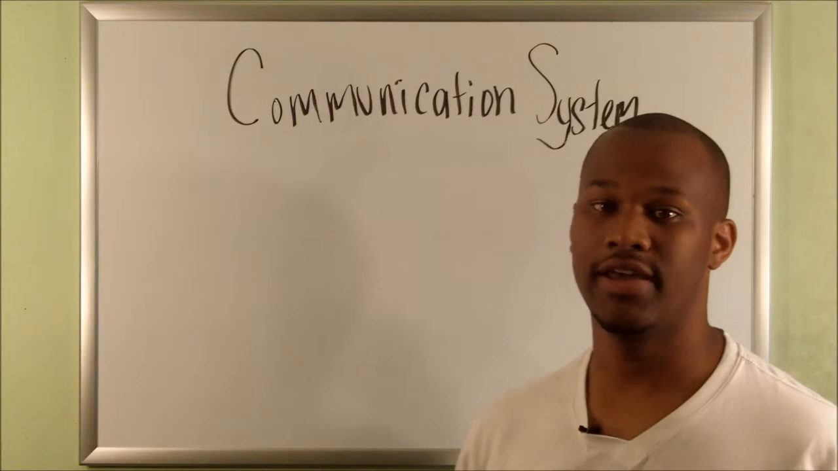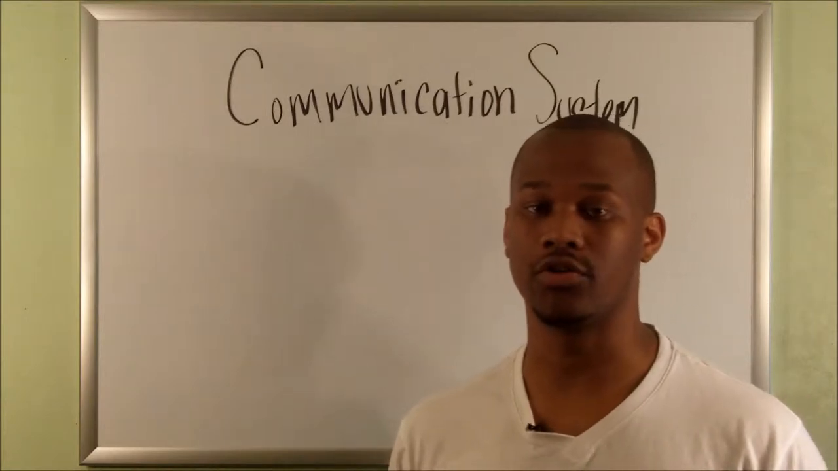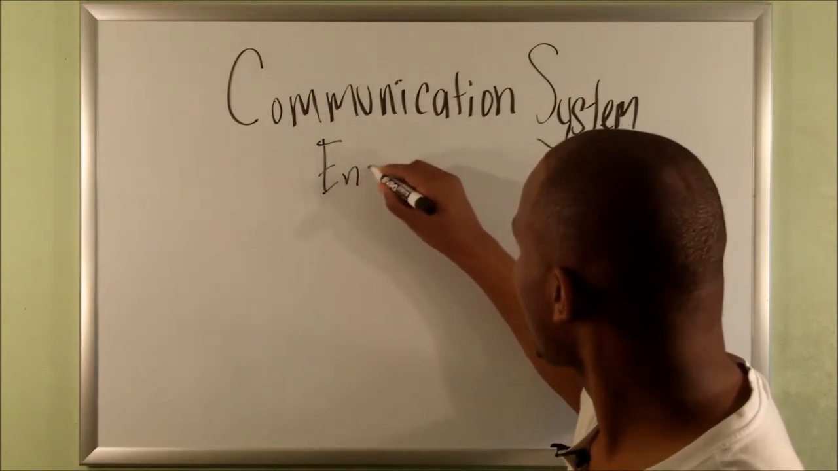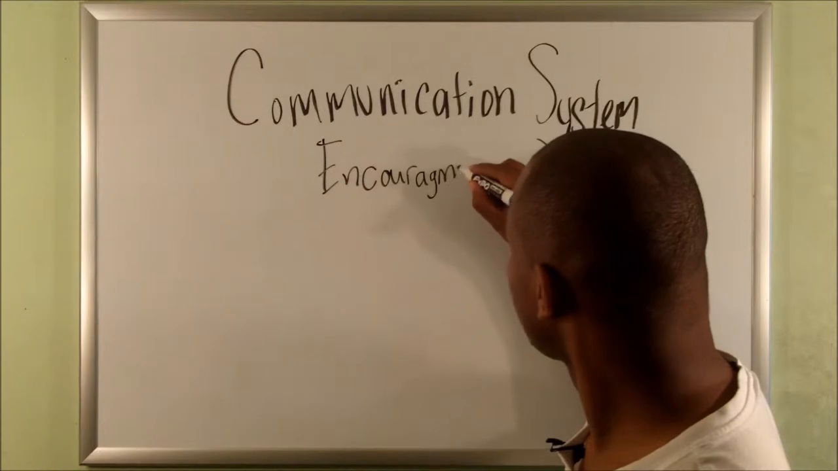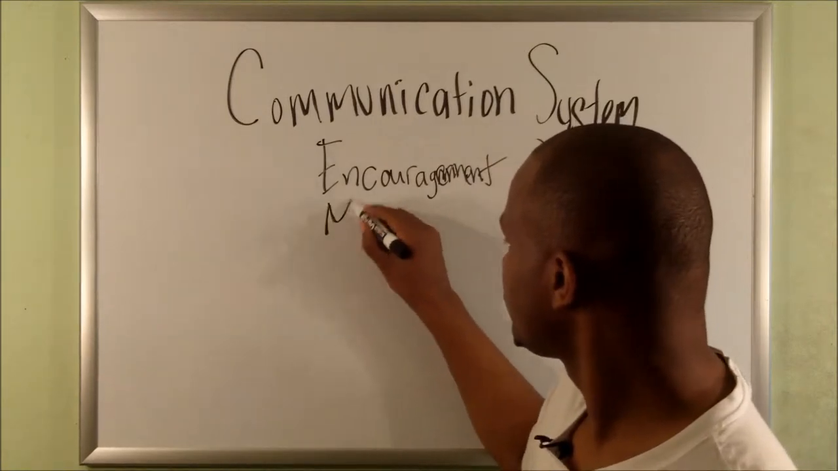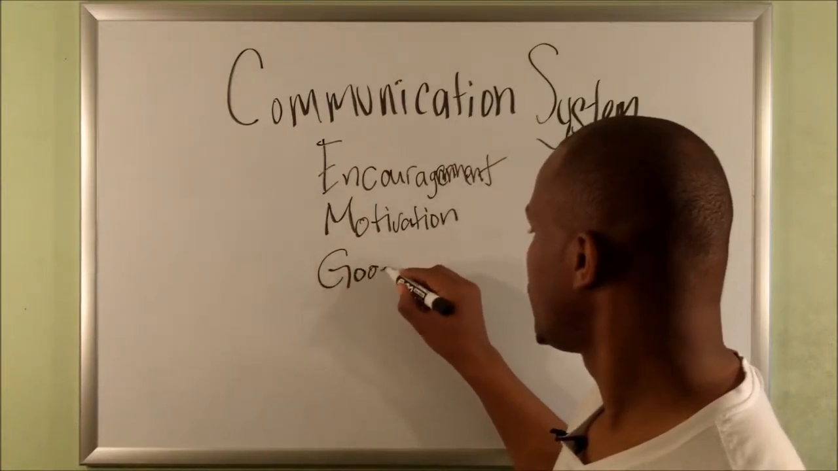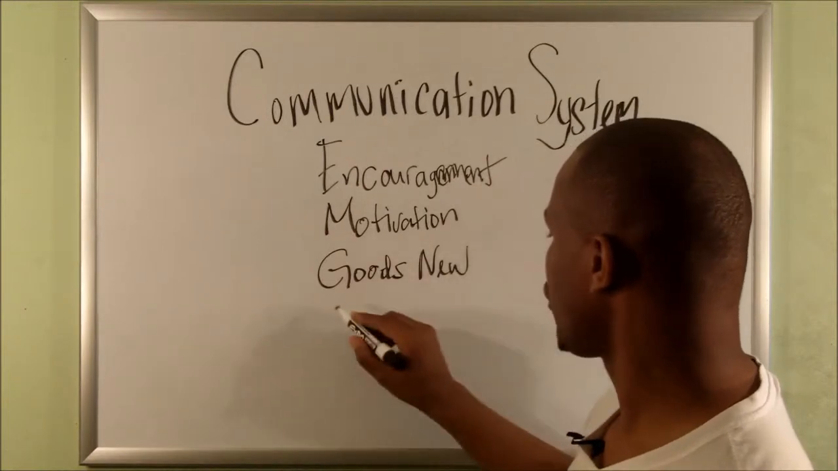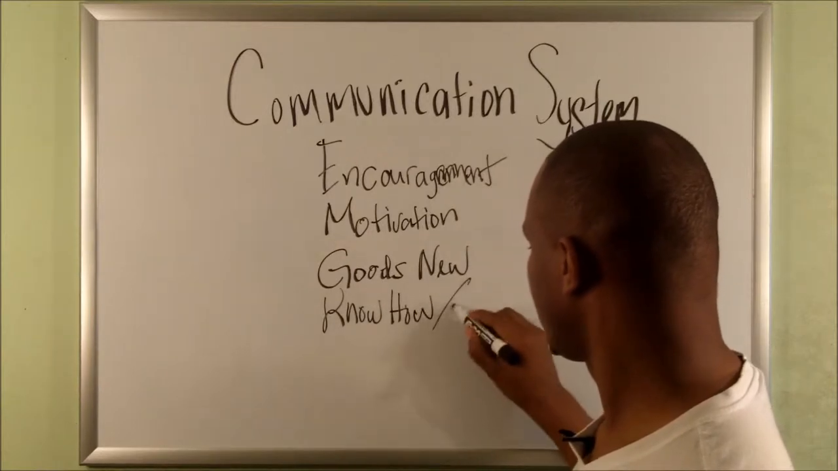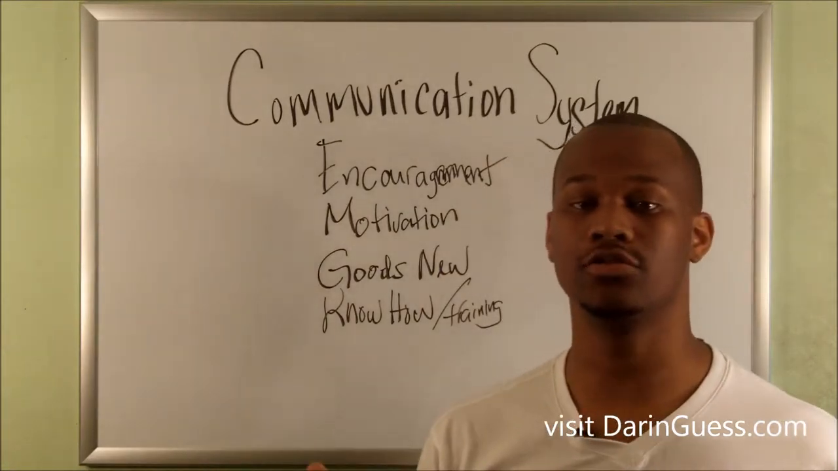Now, the communication system is comprised of four major parts. There are four reasons why you want to do it. Your team, your organization, needs these four. They need encouragement, they need motivation, good news, and know-how. They need training. All right, so encouragement, motivation, good news, and know-how.